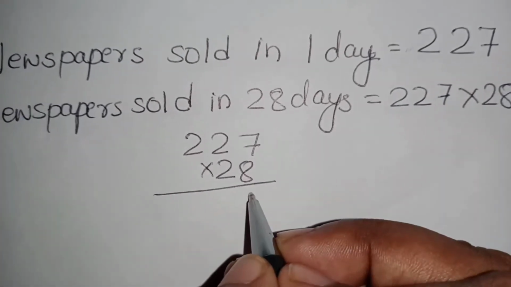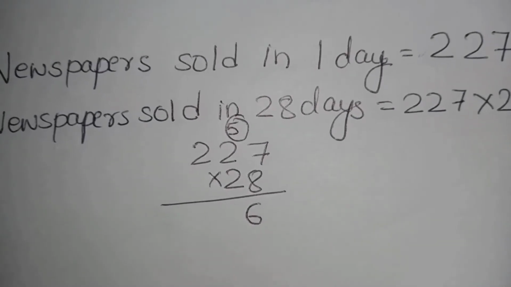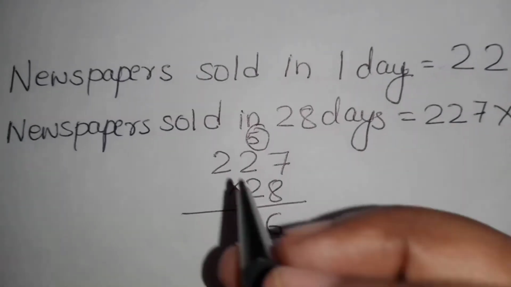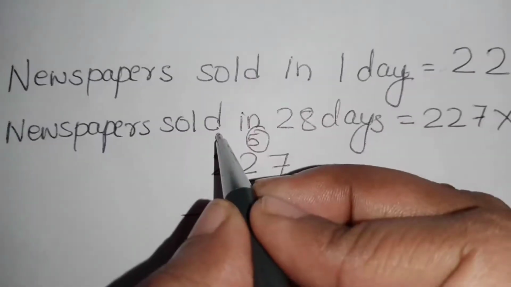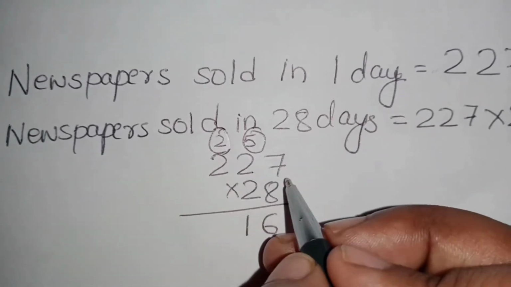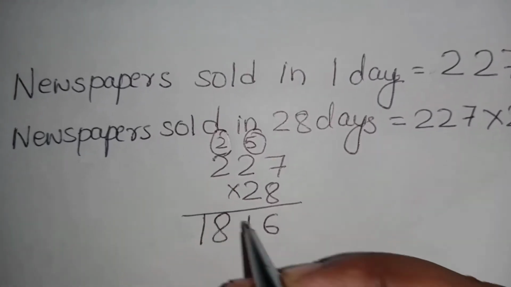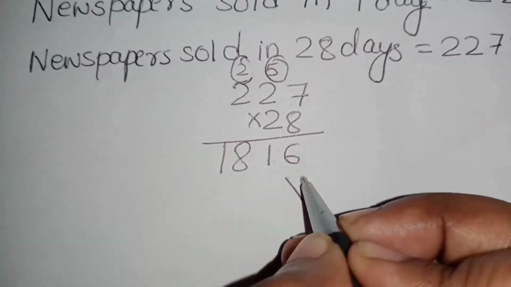8 7s are 56. Right here 6, 5 I will give as carry. Okay, 8 2s are 16. 16 plus 5 is how much? It is 21. So I'll write here 1, 2 I will give as carry. Now 8 2s are 16. 16 plus 2 is how much? 18. Done. Now in the next step we have to put a cross in the ones place.